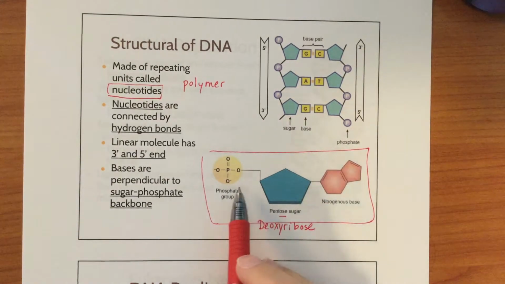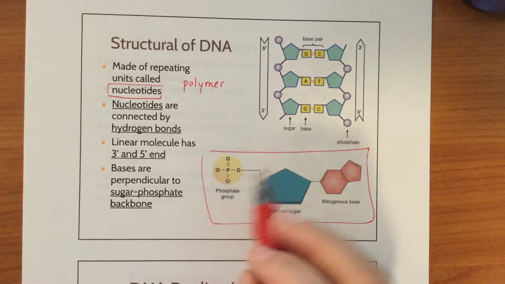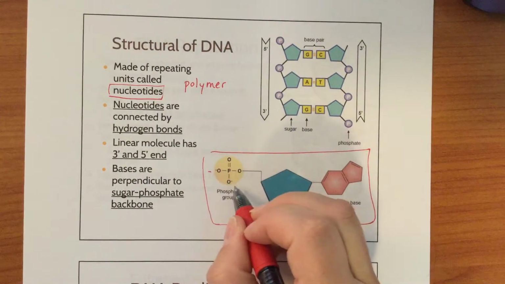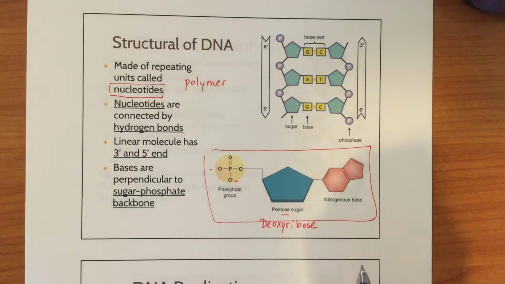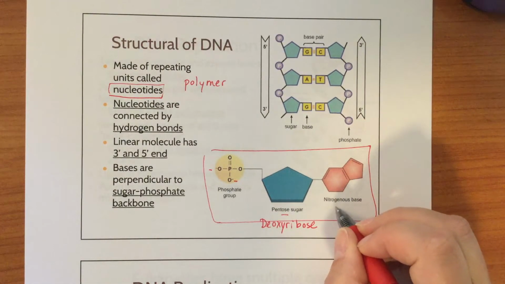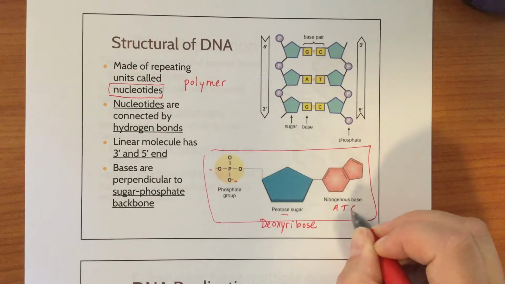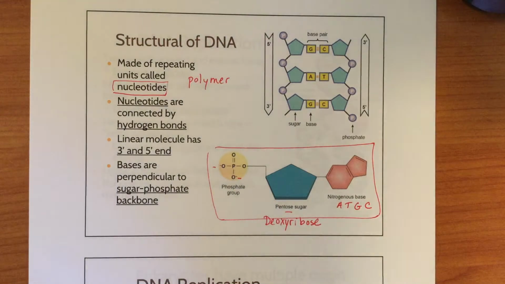Okay. The sugar is bonded to a phosphate group, which is a phosphorus surrounded by oxygen. Notice that a few of those are negatively charged. That's a really big deal. And then lastly is a nitrogenous base. And there are 4 of those bases, A, T, G, and C. And there's actually a 5th one called U, but that's only found in RNA.